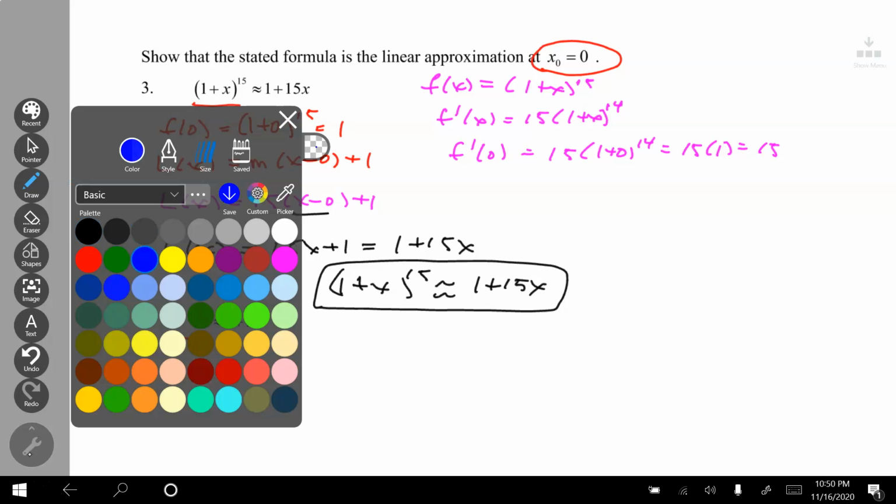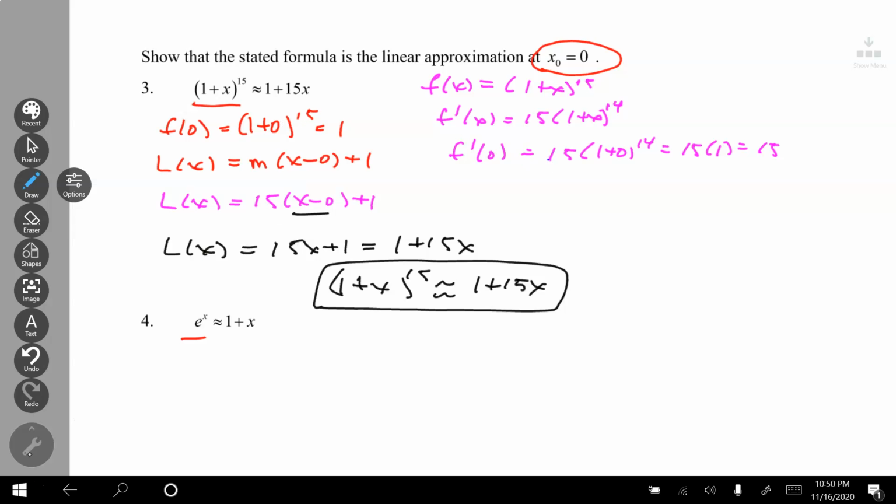Let's try an example. Let's try x equals 0.01. So if I plug it in to this part, 1 plus 15 times 0.01, I get 1.15. If I do 1 plus 0.01 raised to the 15, I put in my calculator, I get 1.16. Pretty darn close. How about e to the x?